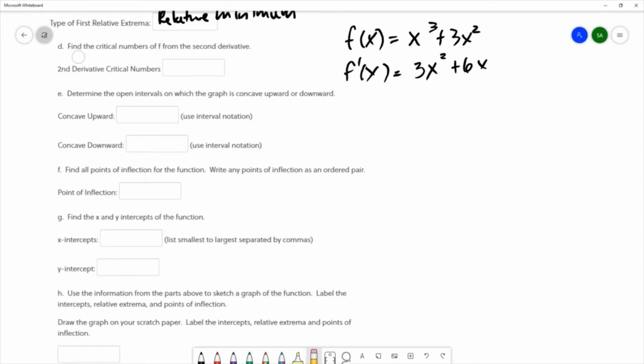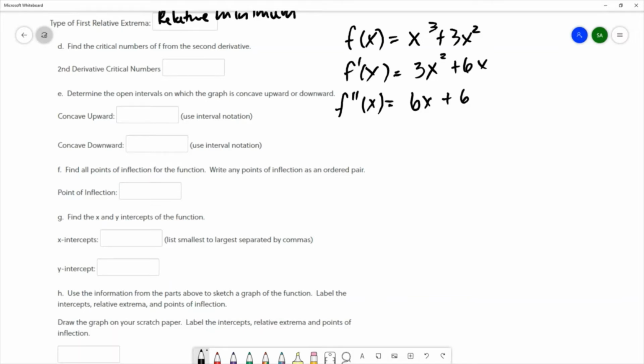As we continue with this question, we now want to find the critical numbers for the second derivative. I've written the original function and the derivative we've already calculated. And now we want to calculate the second derivative. And the second derivative would be 6x plus 6.